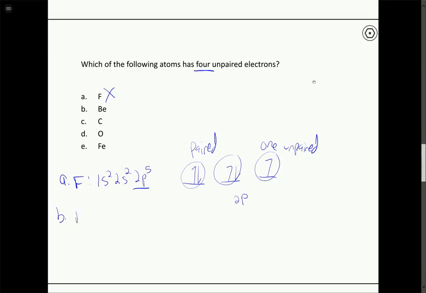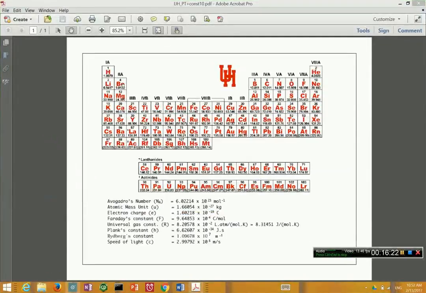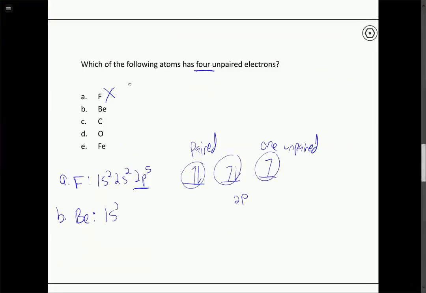For B, beryllium, we don't even have to do this much work because beryllium is going to be right here on the periodic table. The configuration for beryllium is 1s2, 2s2. In this case, both subshells, 1s and 2s, are filled, so there's going to be 0 unpaired electrons. That's because we have all filled subshells.